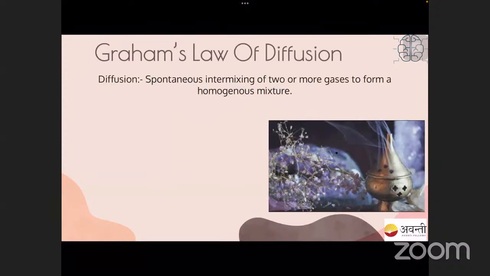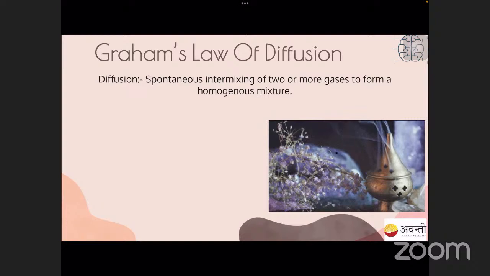Now moving on to the next concept, that is Graham's law of diffusion. What is Graham's law of diffusion? Can you see the picture here, all of you? If you can see the picture, you can text in the chat. What is happening there? The gas is being diffused. The smoke is being diffused, right? Diffusion is nothing but a spontaneous intermixing of two or more gases to form a homogeneous mixture.